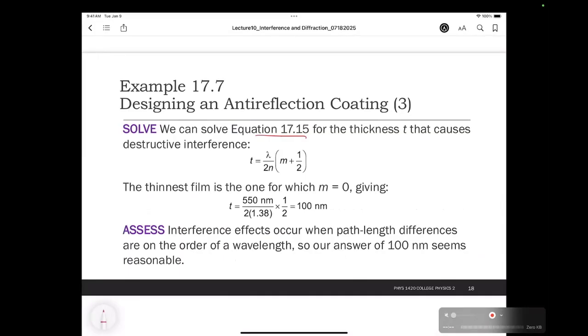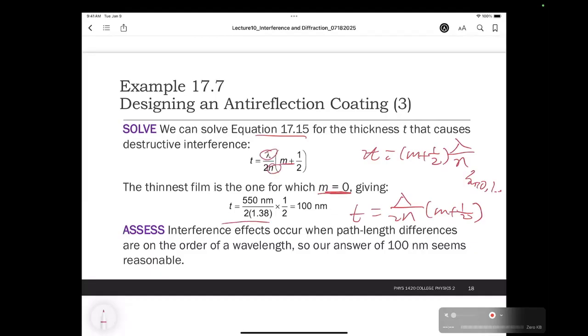Let me write it down here. This is 2t equal (m plus half) lambda over n, m equal 0, 1, and so on. So which means t equal what? t equal lambda over 2n times (m plus half), am I right? So the thinnest film is the one for which m equal 0. That makes sense, it's obvious, am I right? So we know the lambda, we know the n, then m equals 0. So we can calculate that t is 100 nanometers.